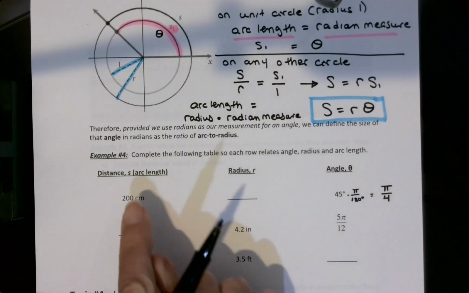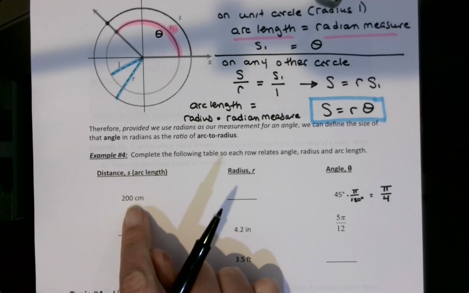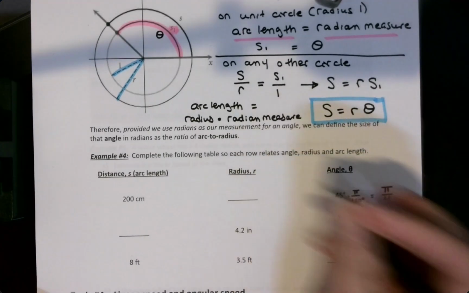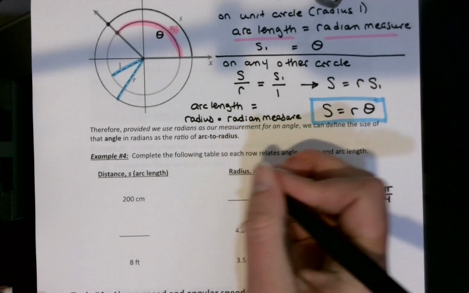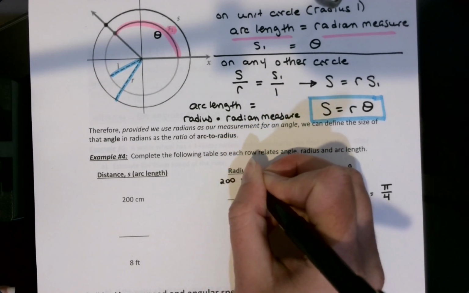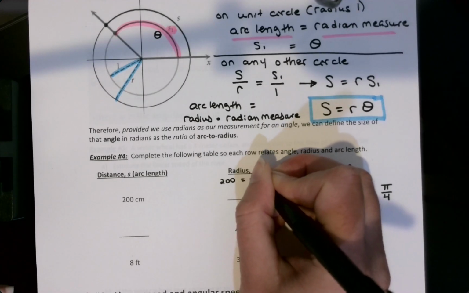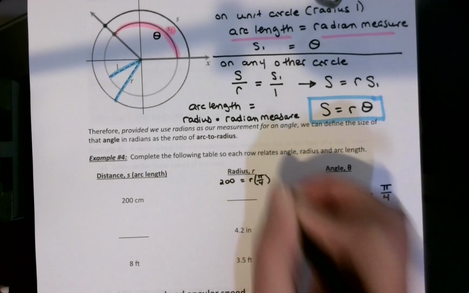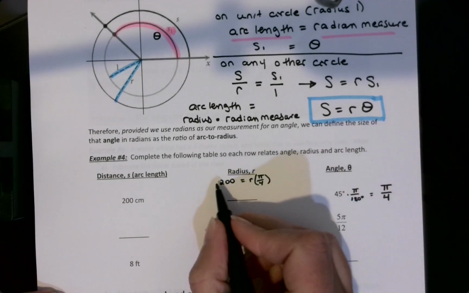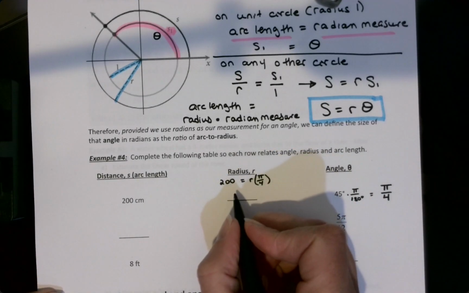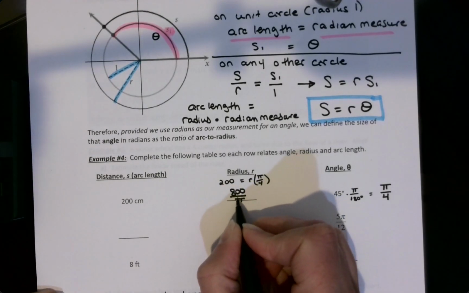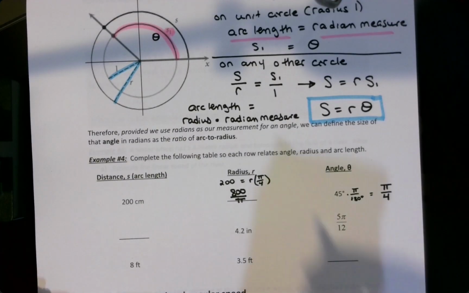Okay. Now, the arc length, S, is equal to radius times radian measure. So I have here that 200 is equal to R times pi fourths. So it means that my R, multiply the 4 over, that's 800, divide off the pi. R is a measure of 800 divided by pi.